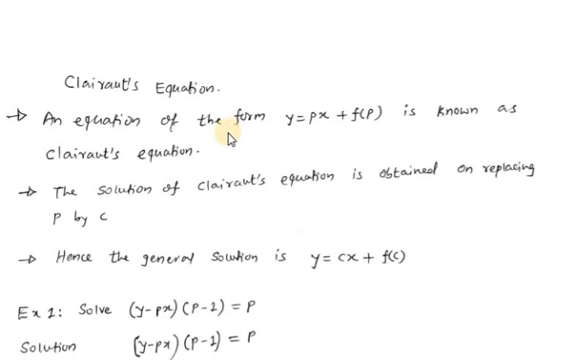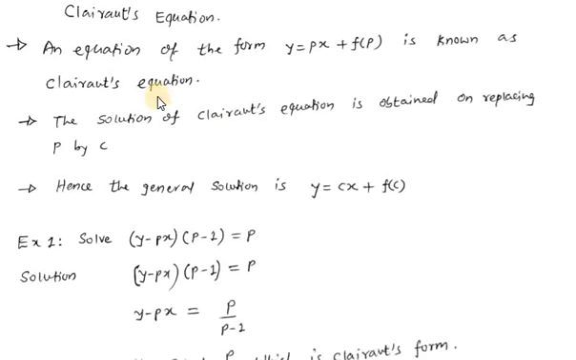Now we will see Clairaut's equation. An equation of the form y equals to px plus function of p is known as Clairaut's equation. And the solution of Clairaut's equation is obtained on replacing p by c. So the general solution will be y equals to, replacing p by c, so it will become cx plus, replacing p by c, it will become f of c. So this will be the general solution.